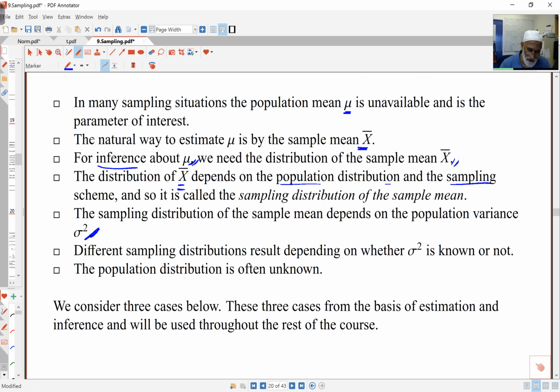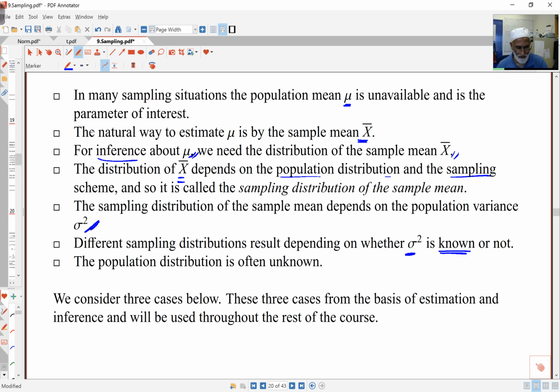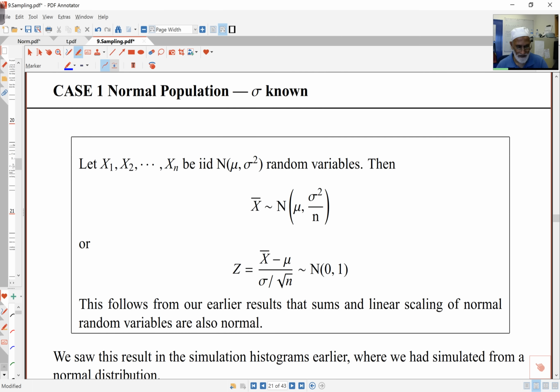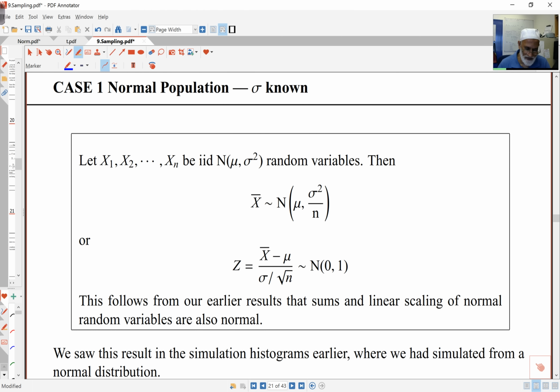And the results as to exactly what distribution I use in the end will depend on whether sigma squared is known or unknown. And of course, usually it's not known. So we'll take a look at these three cases below. The first idea is this. If sigma is known, and if everything is normal, then x bar, which is just a sum divided by n, some scale factor, is also going to be normal. We know the mean of x bar is mu, and the variance is sigma squared upon n.